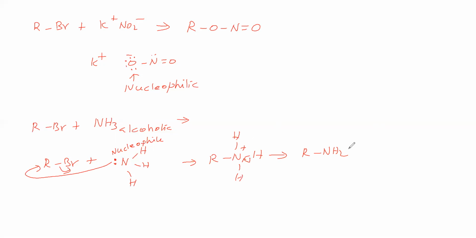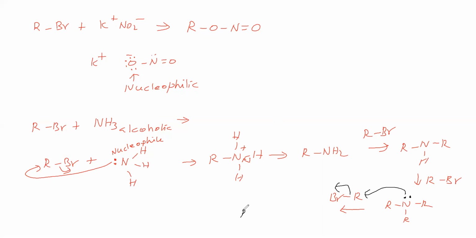This RNH2 reacts with RBr, in the sense one hydrogen is replaced by R, therefore we will get RNHR. Again with RBr, this H is replaced by R. Again with RBr, how will the reaction be? This nitrogen has a lone pair, this lone pair will attack, this Br minus is leaving, therefore we will get R4N plus. This plus charge is balanced by this Br minus.